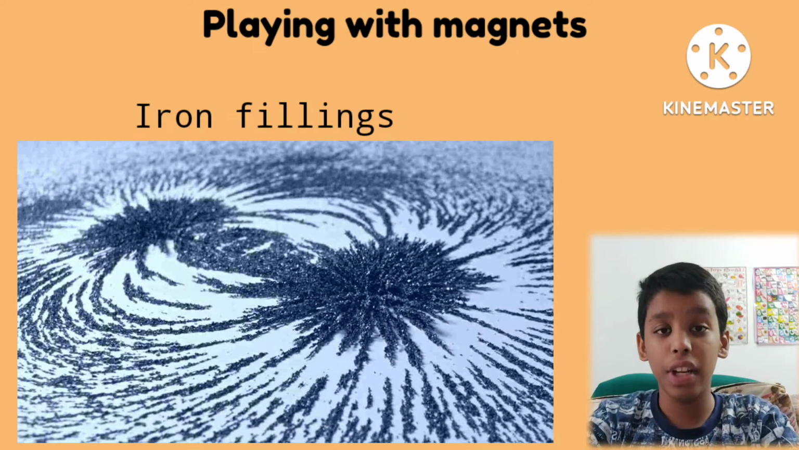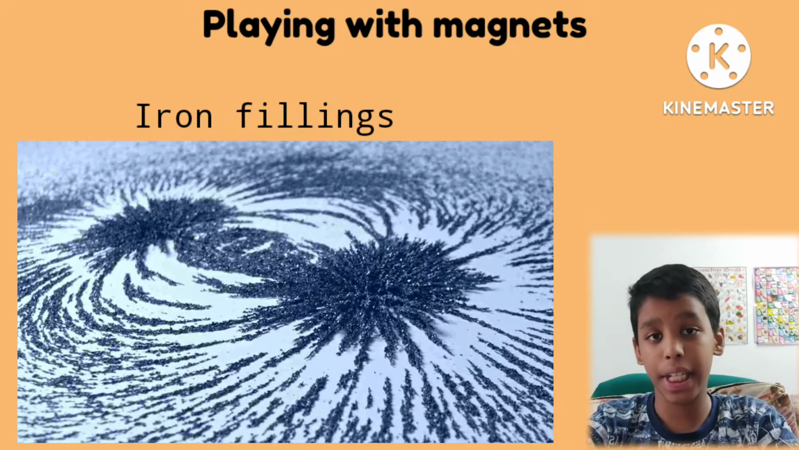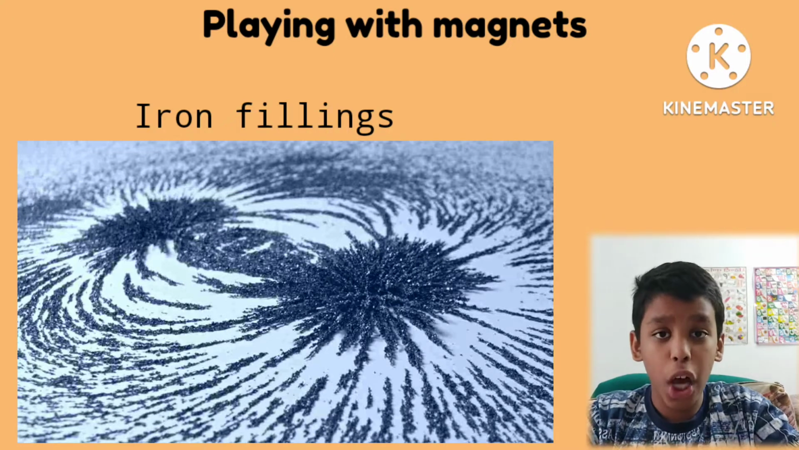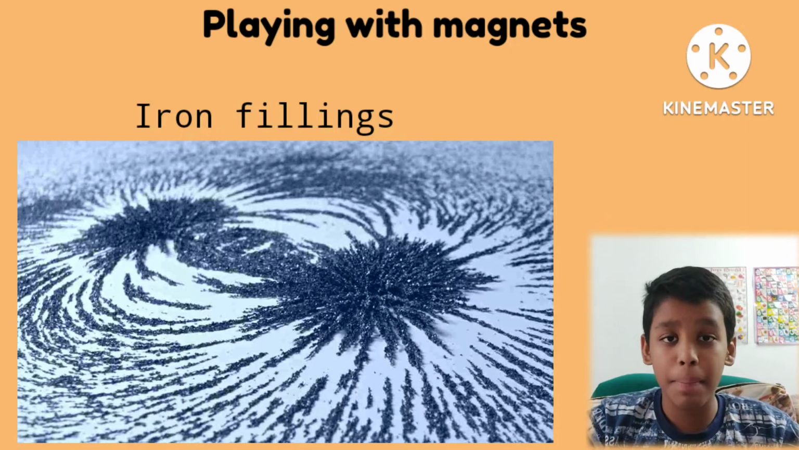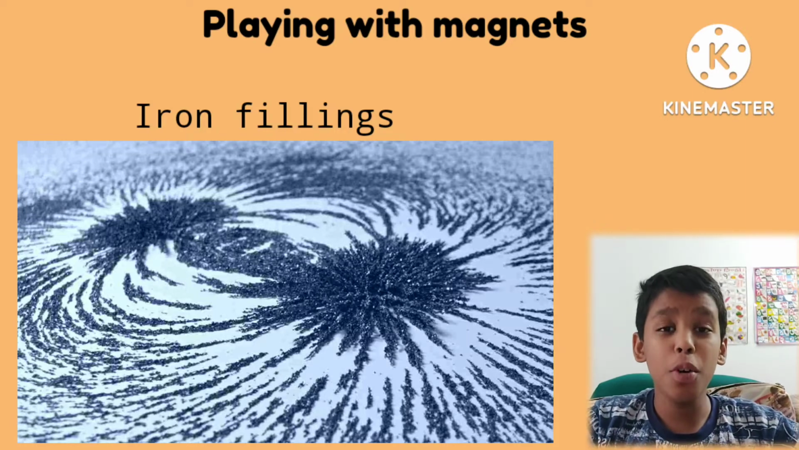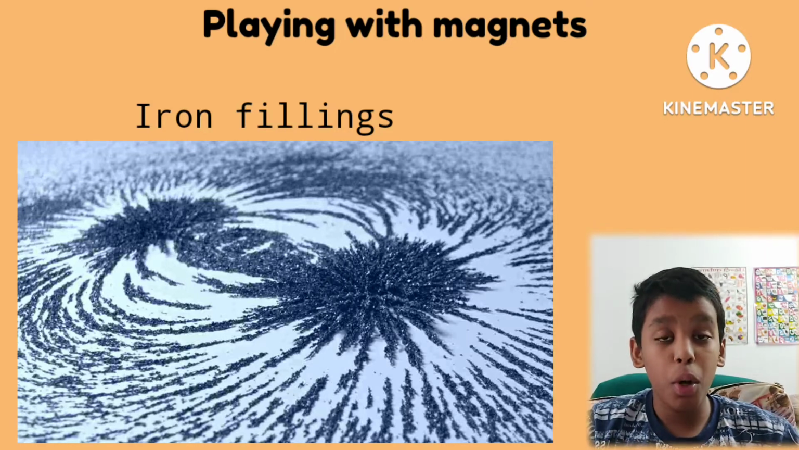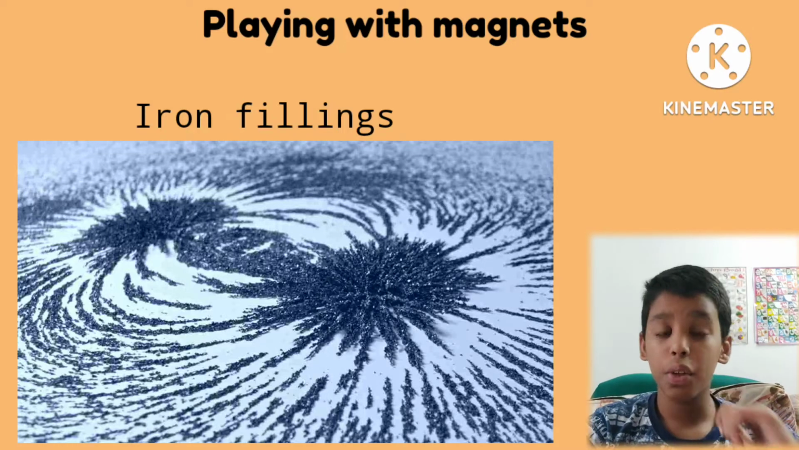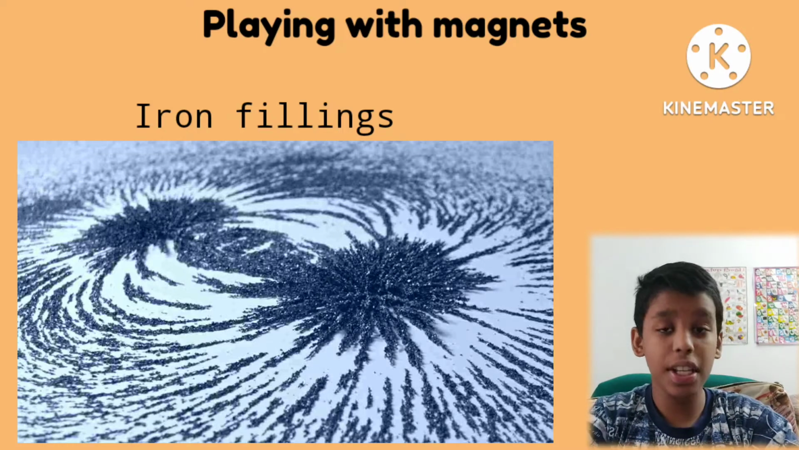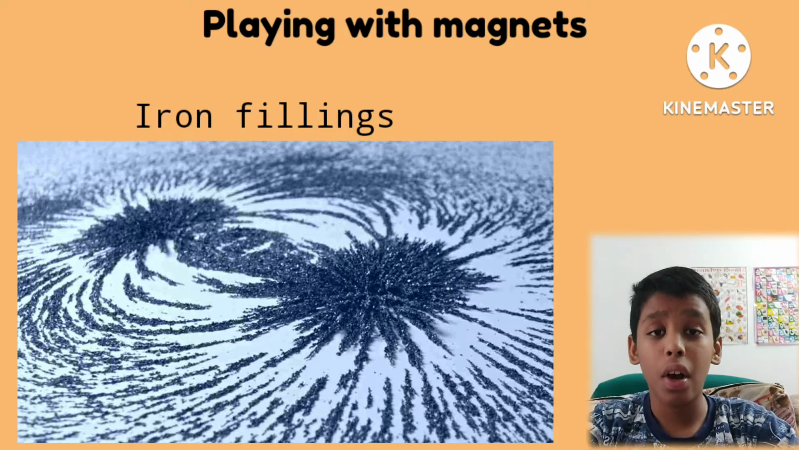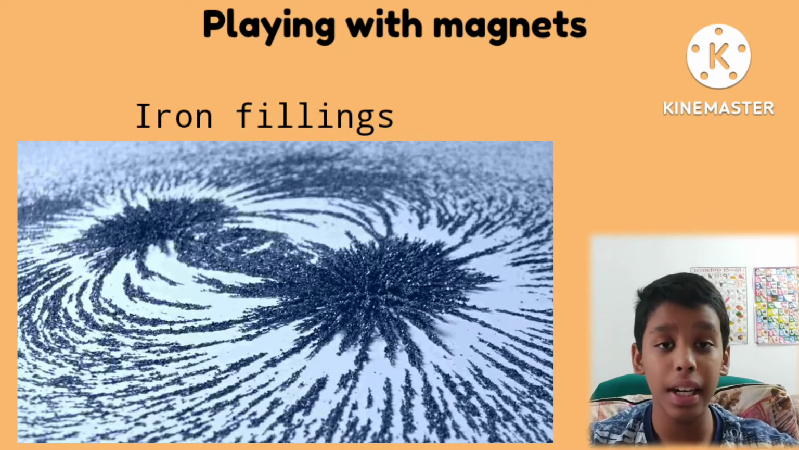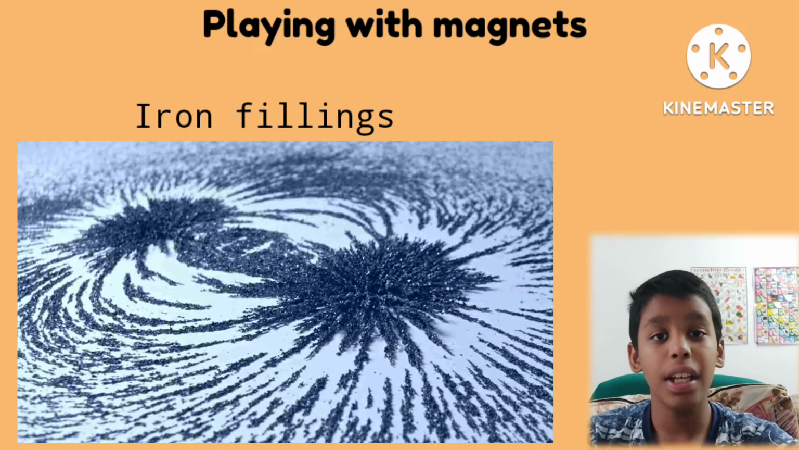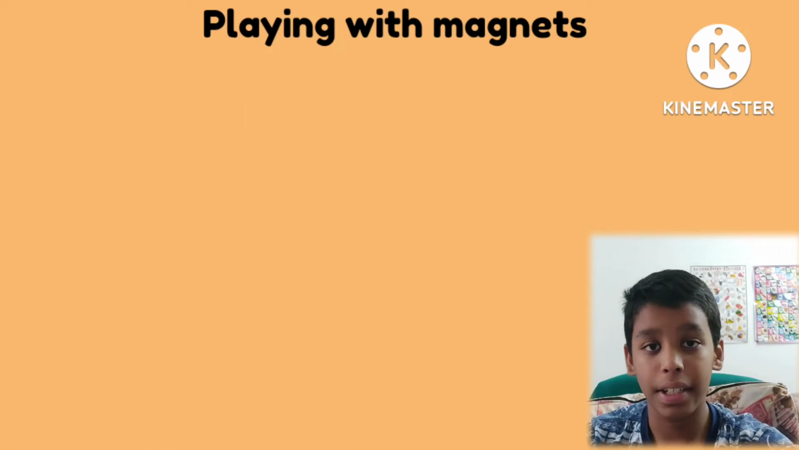You might have seen iron filings, right? Do an activity. Keep a paper on top of the magnet, keep the iron filings on the paper, and at the bottom of the paper, keep the magnet. You might have observed that more of the iron filings will stick to the poles of the magnet, to the edges of the magnet. Those are called the poles of that magnet. They have stronger magnetic attraction than the other parts of that magnet.